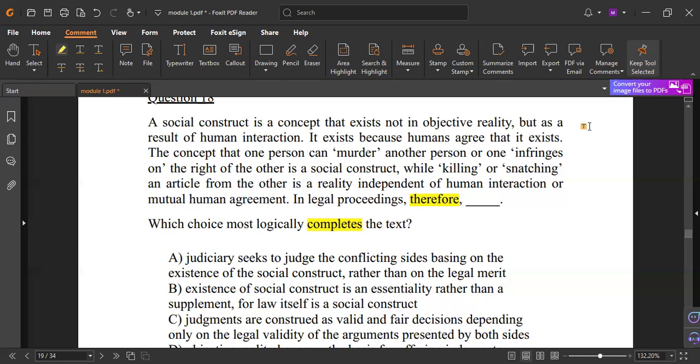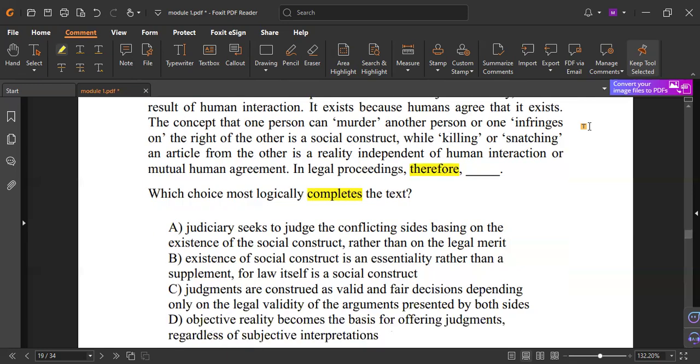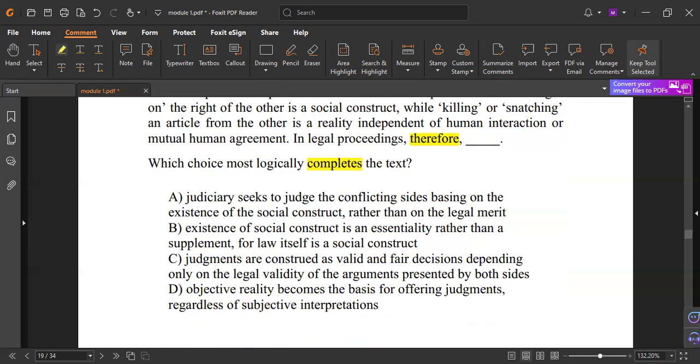Let's read it. C. So you think it's letter C, but I don't think so. But why is C wrong? Because this option talks about only legal validity. Isn't it? Legal, but it does not imply that social constructs are not needed in judicial proceedings. As mentioned.